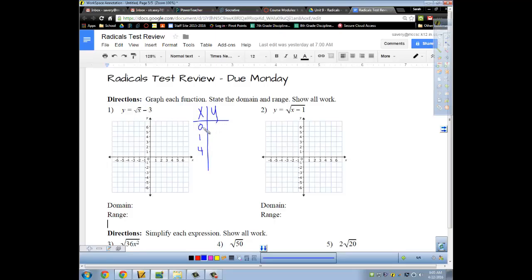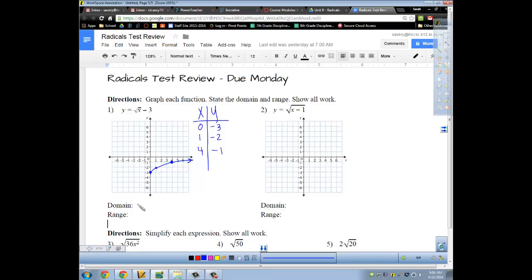So if I plug in 0, square root of 0 is 0, minus 3 is negative 3. Plug in 1, square root of 1 is 1, minus 3 is negative 2. Plug in 4, square root of 4 is 2, minus 3 is negative 1. So I'm going to graph those: 0, negative 3, 1, negative 2, and 4, negative 1. And then just connect them. We put a little arrow on the end. We're not putting an arrow by the negative 3 because I can't go past this because of the negatives.